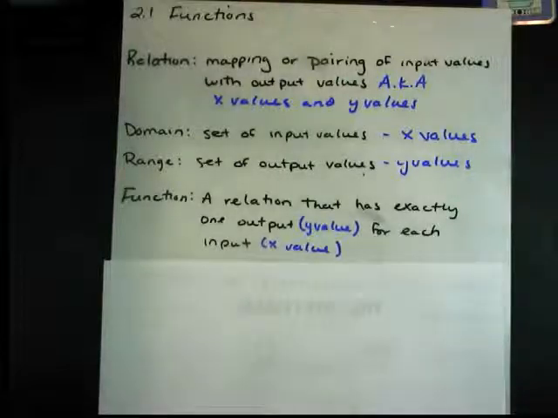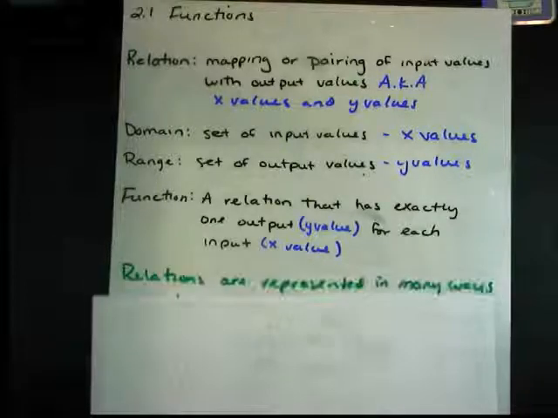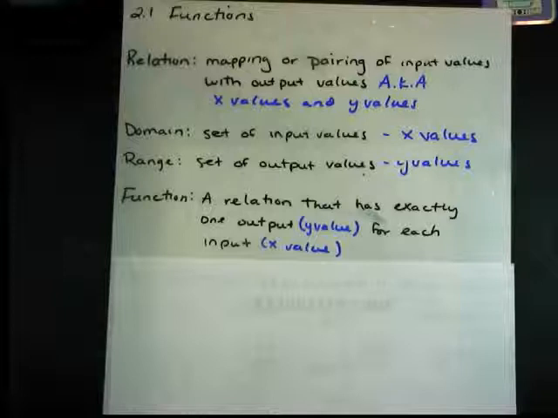So a function is a relation. It is a relation that has exactly one output for every input. So every x can only give me a y. In kind of easier terms, you can only use an x value once. And that's going to be kind of the key one that we tend to remember most.